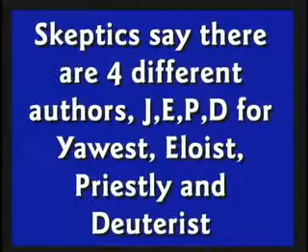He says there are 4 different authors for Genesis. There's the JEPD theory, that 4 different people wrote Genesis: the J for Jehovah, which is the Yahwist, Elohist, Priestly, and Deuterist. He's wrong, okay? There are 10 different authors for Genesis, not 4. Henry Morris has a great note here on Genesis chapter 2, verse number 4.